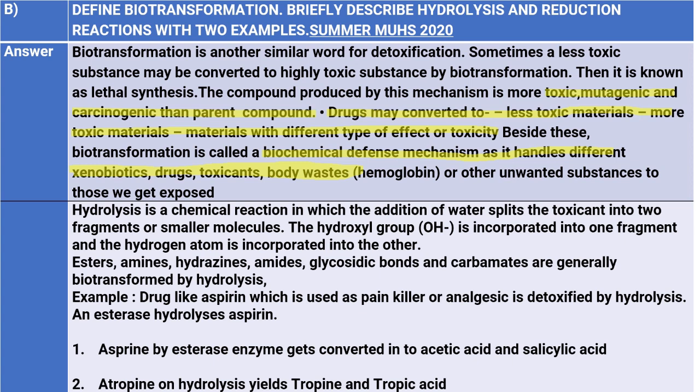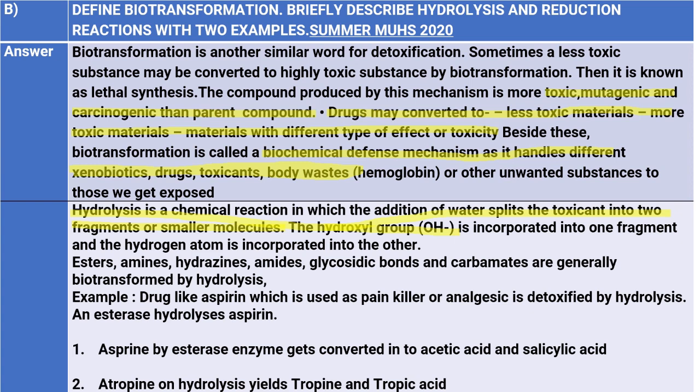So then the next question was describe hydrolysis and reduction reaction with the two examples. Hydrolysis is a chemical reaction in which addition of water splits the toxicant into two fragments or smaller molecules. Here hydroxylation occurs, that is incorporation of an OH group into one fragment and a hydrogen atom into the other part.